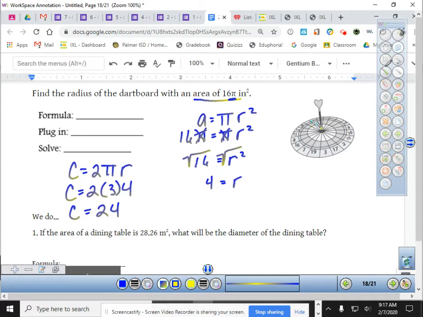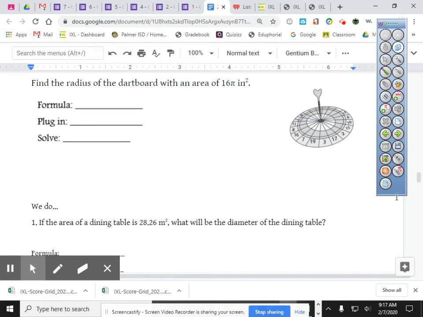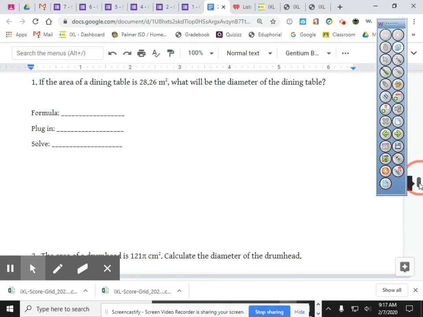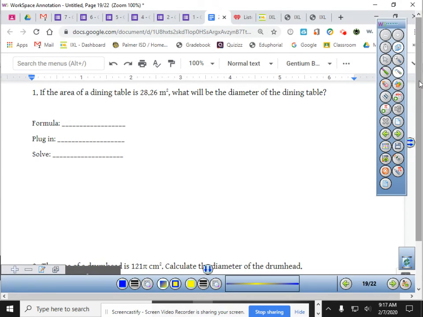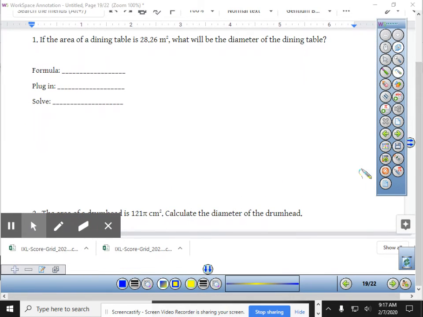Good. Let us roll. If the area of a dining table is 28.26 square meters, what would be the diameter of the dining table? The same people cannot talk, but you can raise your hand when I ask you this question. Do you already know what the answer is? Because you can divide that by 3.14 in your head. A lot of you can already do that.